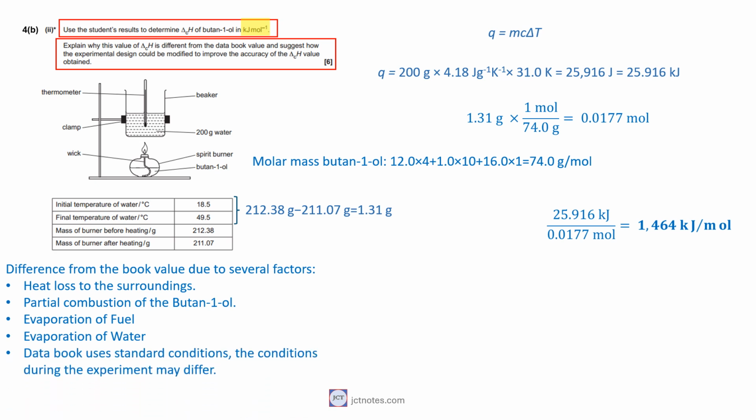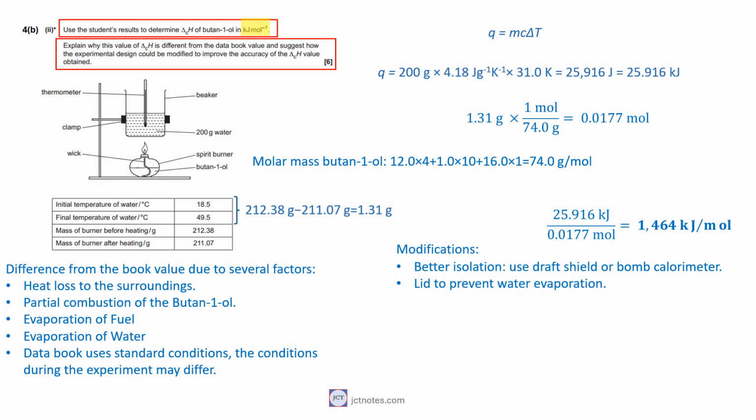Standard conditions: the data book uses standard conditions, 298 Kelvin and 100 kilopascal. The conditions during the experiment may differ. To improve the experimental values, consider the following modifications. Better isolation of the system: a shield to protect from drafts, or use a bomb calorimeter.